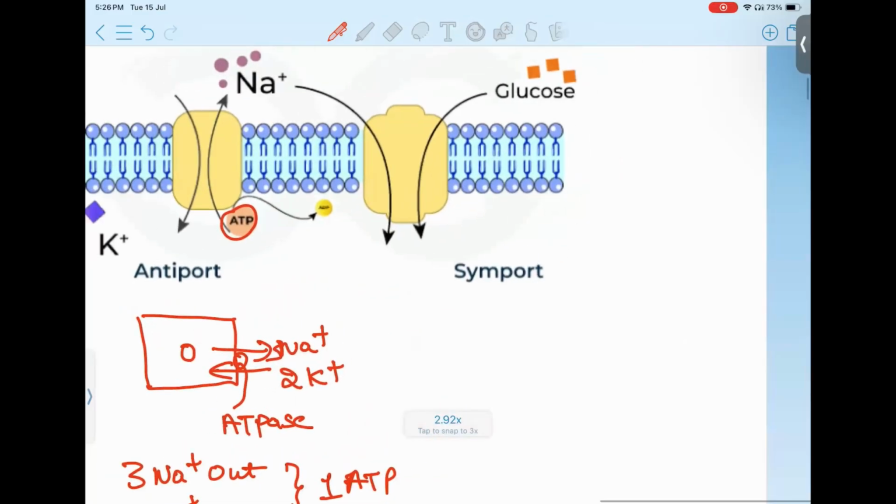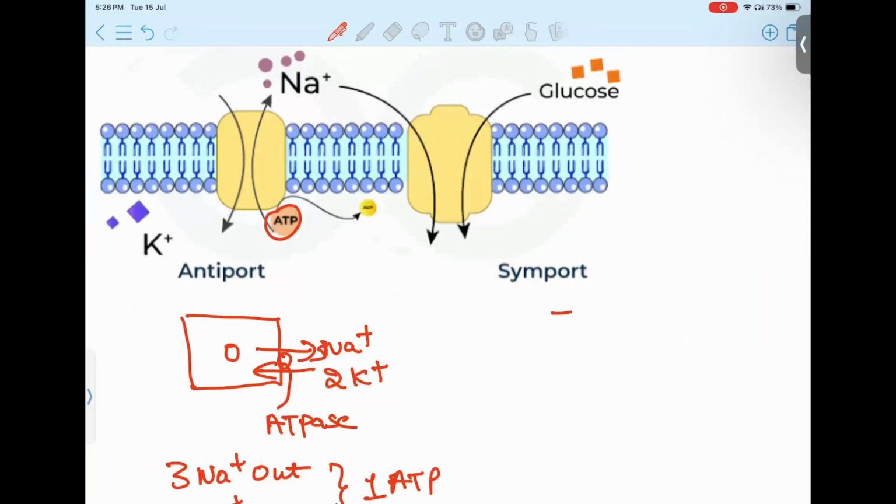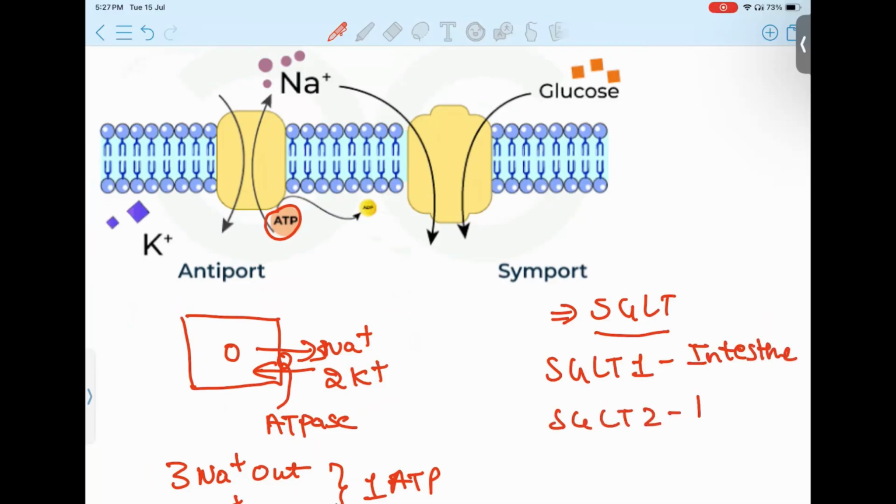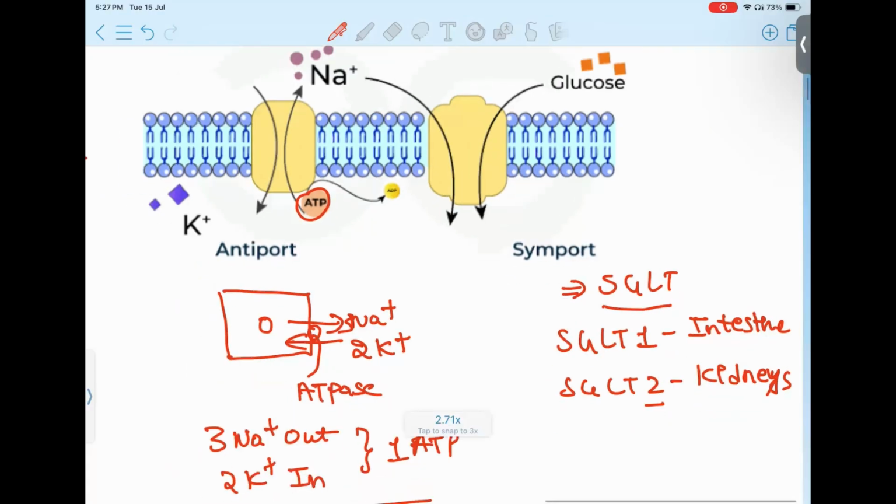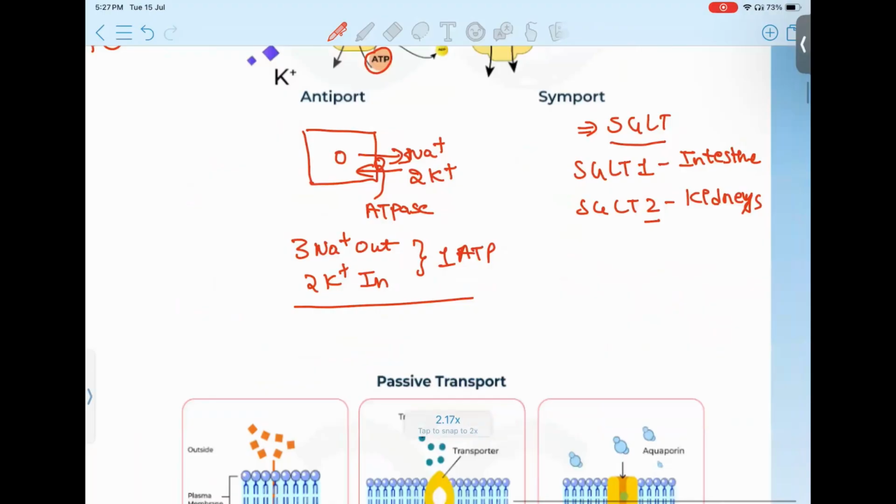Next, moving on to the secondary active transport. This is commonly seen in your SGLT. What is this SGLT, guys? The sodium glucose transporter is known as the SGLT. So SGLT1 is present in your intestines, all right. And SGLT2 is present in your kidneys. You have 2 kidneys, so SGLT2 is present in the kidneys and SGLT1 is present in the intestine. So this is the active transport.